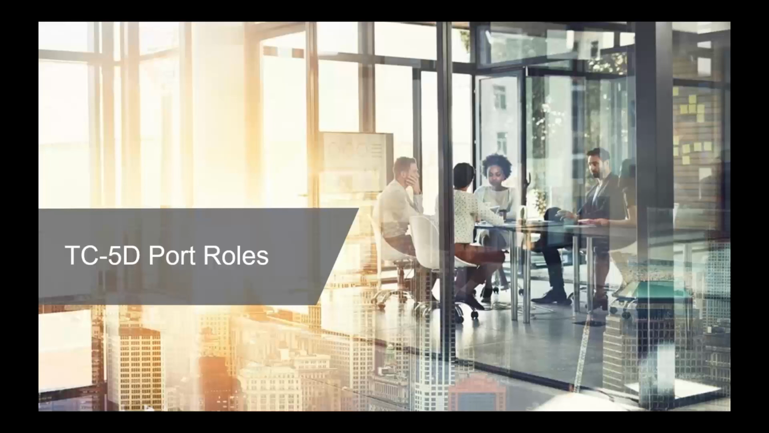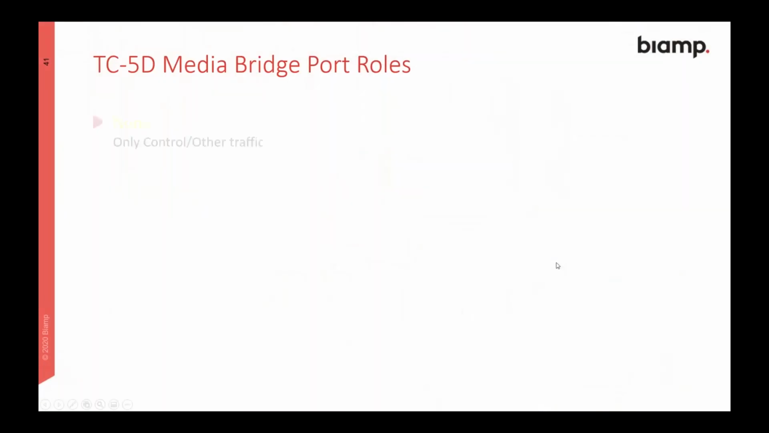So that poses a challenge when you have both AVB and Dante on the same system, because Dante requires high priority, AVB as well requires high priority. Of course, being an AVB switch or device, the TC5D does prioritize AVB over Dante. So how does the device deal with all of this? And that's through port roles.